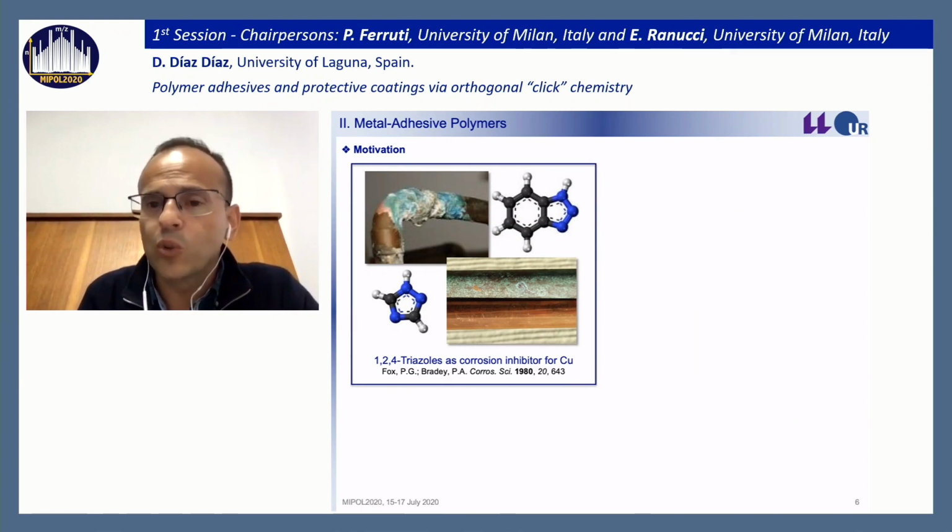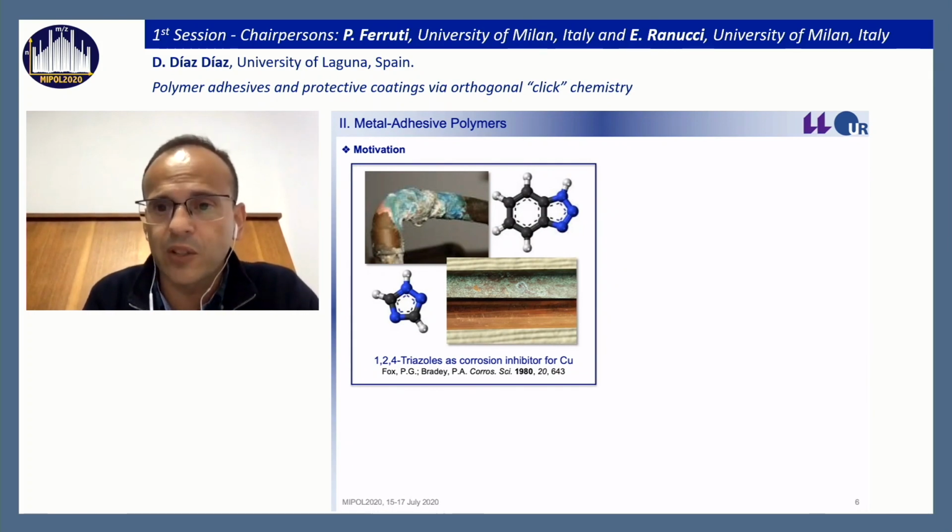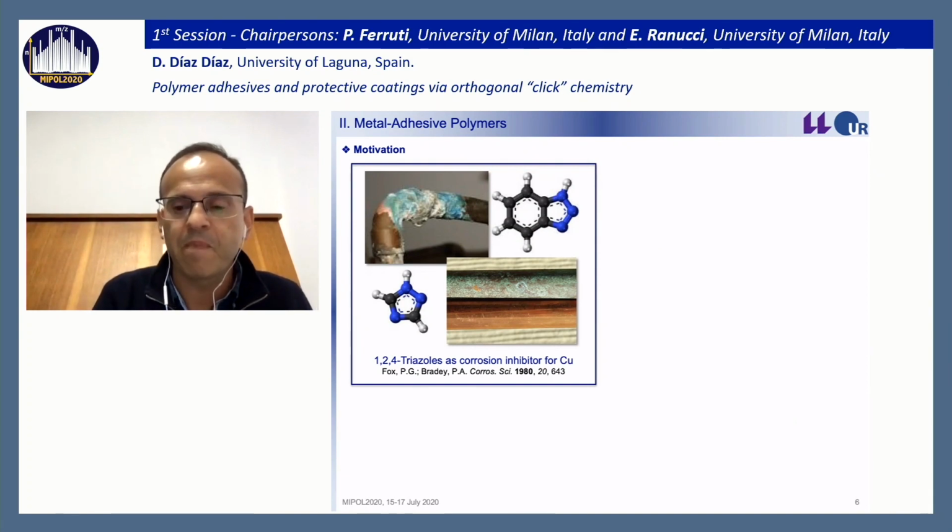Of course, the 1,2,3 triazole has not been used as much as the 1,2,4 triazole for corrosion. But the reason for this is probably that before click chemistry, it was not so easy to fabricate a 1,2,3 triazole. But now with click chemistry, we have access to almost any triazole we want to make, right?